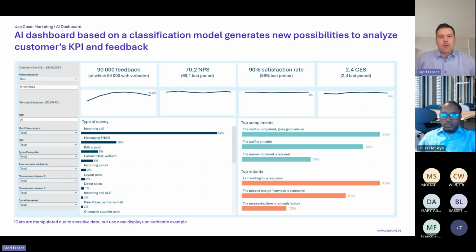And just a quick note about what's on the screen. This is not the original dashboard, as we must ensure that no sensitive data will be published and we are compliant with data privacy laws.